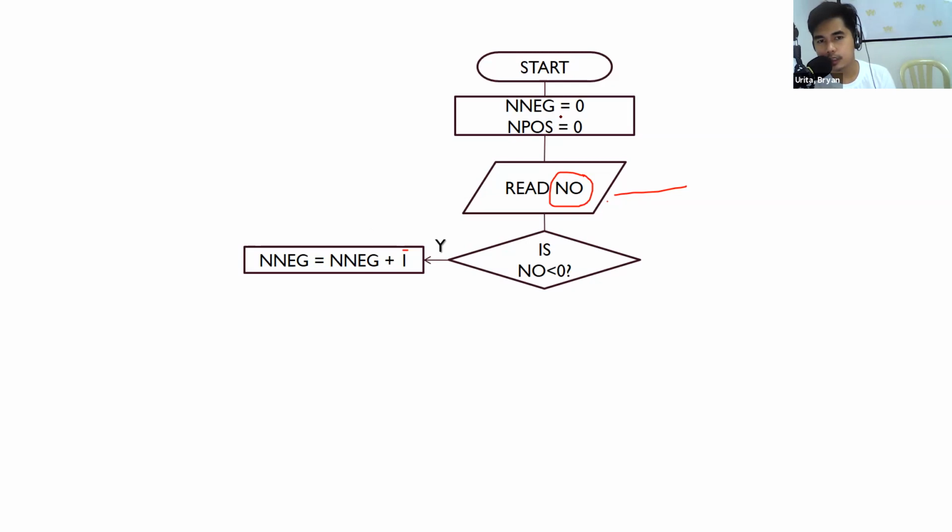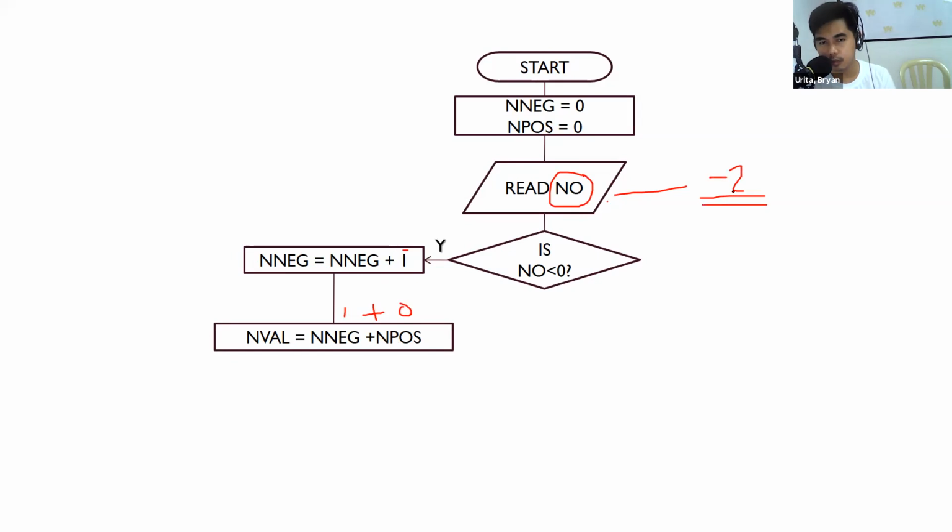Ano yung n-neg kanina? 0. Then plus 1. So magiging 1 na yung n-neg pag less than 0. Then you're going to evaluate, count how many negative and how many positive. So nagkaroon na tayo ng 1 dito sa n-neg natin plus pos. Positive, 0 pa rin. Kasi ang in-enter pa lang naman natin ay negative 2, for example. Di ba? Negative 2.